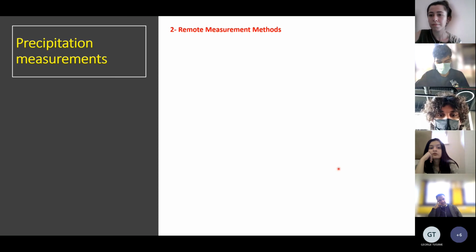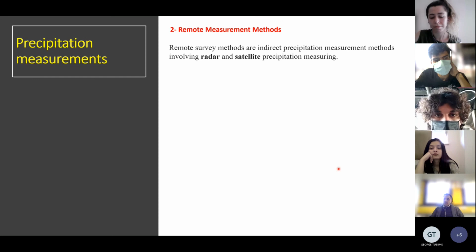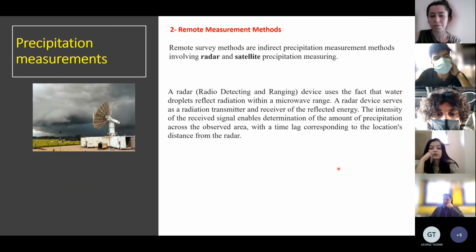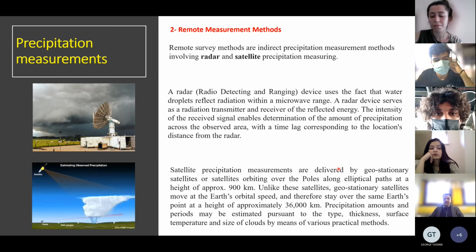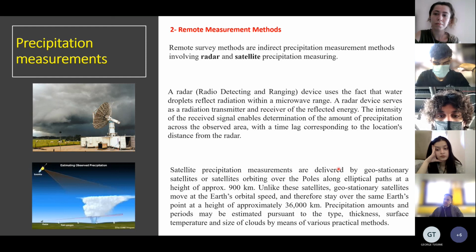Any idea? It might be some radar. Radar, yeah, radar systems. Remote sensing could be using radar or satellites. Radars or satellites are those techniques that we use to measure precipitation.